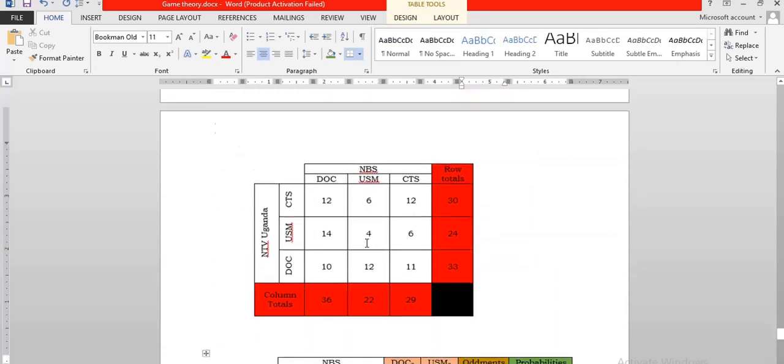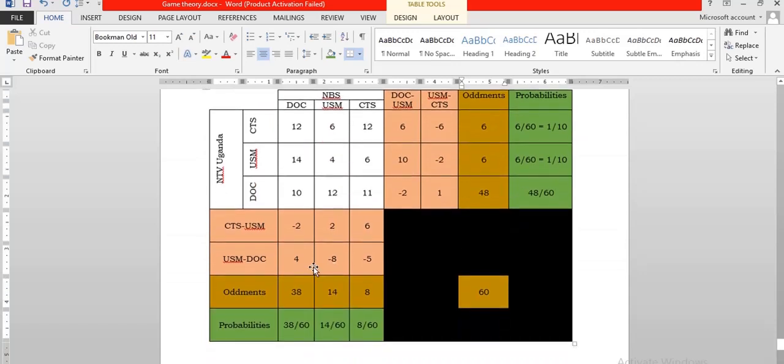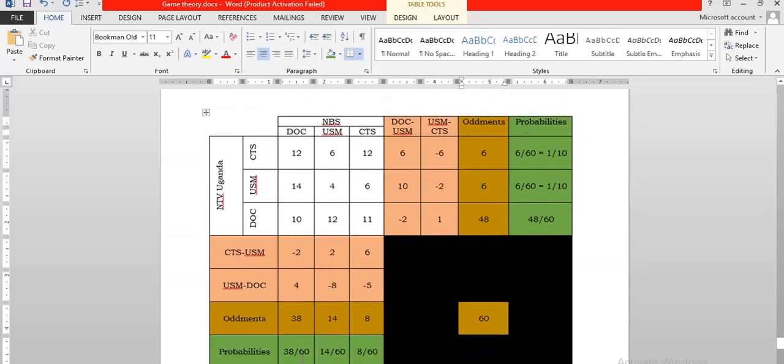Okay, now for the case of NBS, the highest probability is reported to be under again DOC. You can see it's at 8 out of 60. It's again DOC. Okay, so both of them are going to use all the 3 strategies, but they'll have more reliance on the DOC strategy, because it is the one which has the possibility of displaying original content. Okay, so when you use the DOC strategy, NBS will be able to stop NTV from winning, and NTV will be able to increase its winnings.